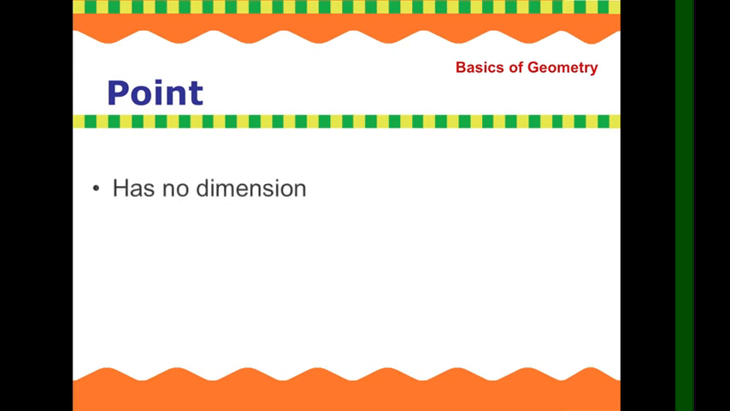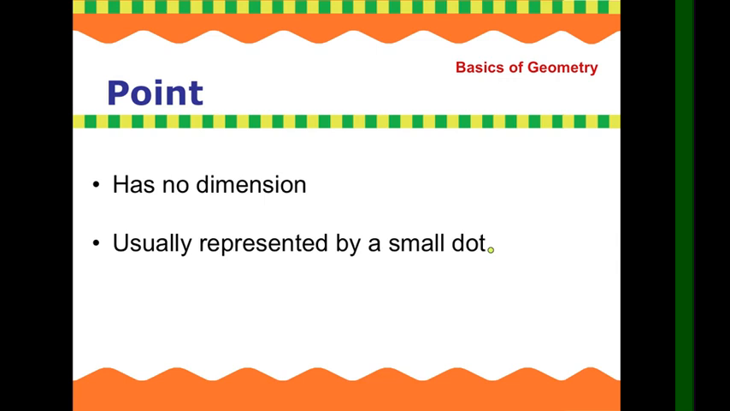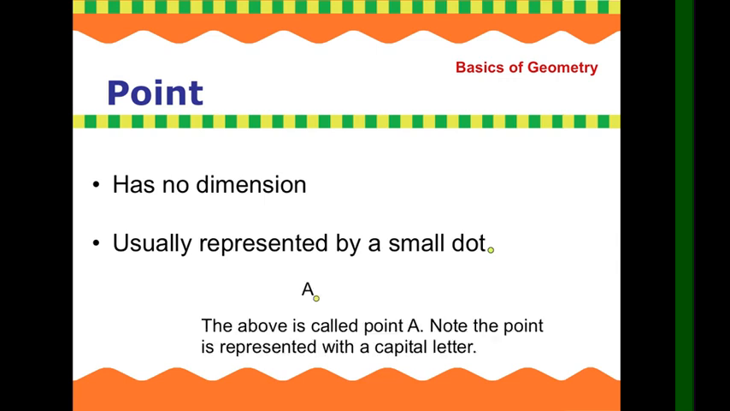What is a point? A point has no dimension. It is usually represented by a small dot. Small dot, that's a point. For example, that dot is named A. So the above is called point A. Note the point is represented with a capital letter.